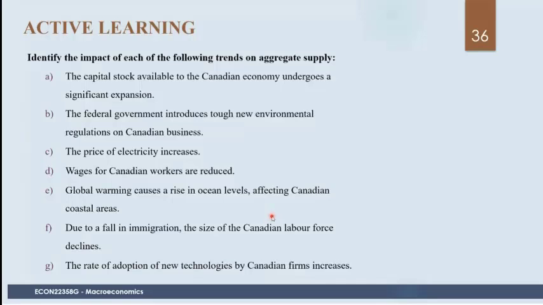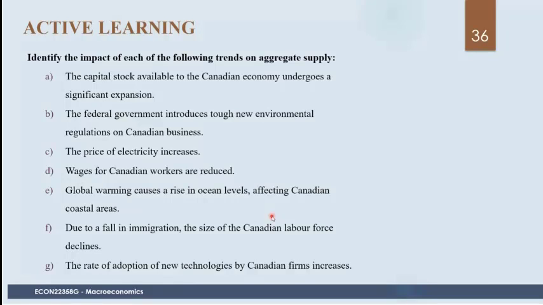So let's see. I think there might be one more question. Okay, so we'll just go through this one together. So it says to identify the impact of each of the following trends on aggregate supply. So the capital stock, so our tools and things like that. If we're thinking of our deserted island, that means we have an increase in our fishing rods, something like that. So we have more capital to get food. We can get it quicker and faster than if we caught fish with our hands.